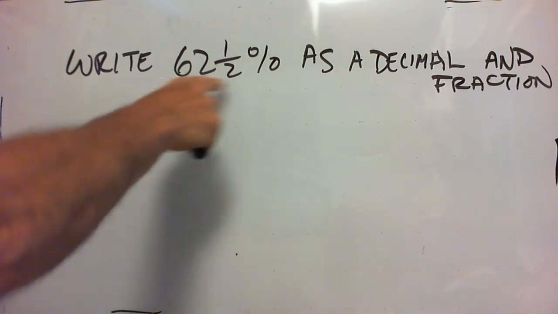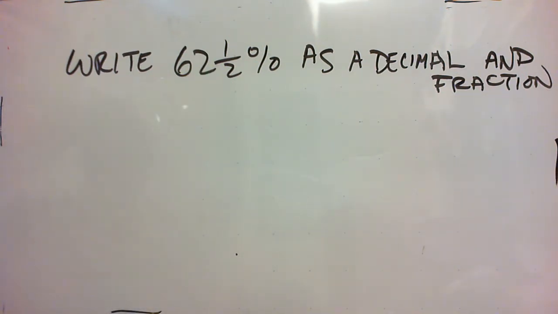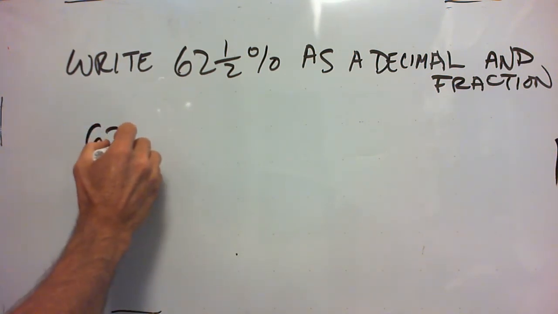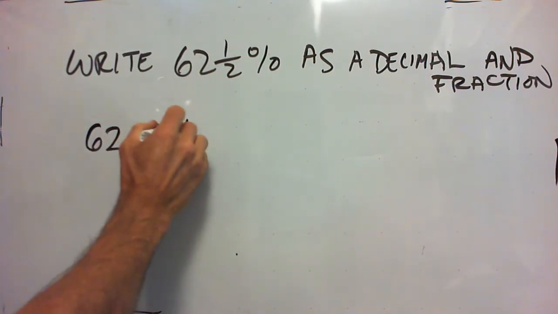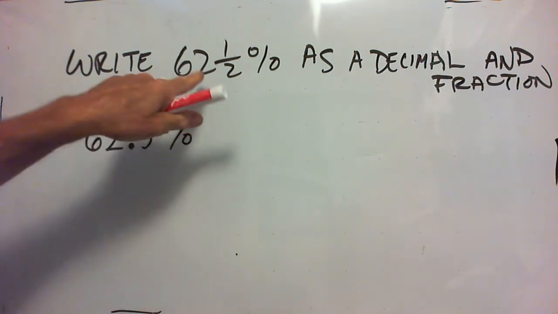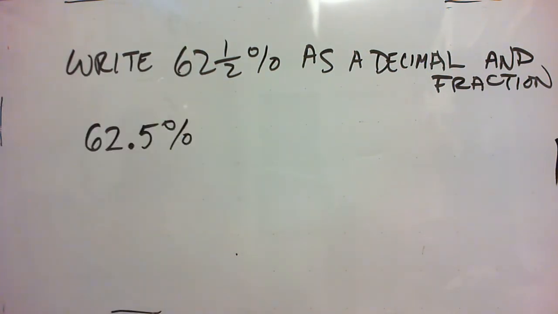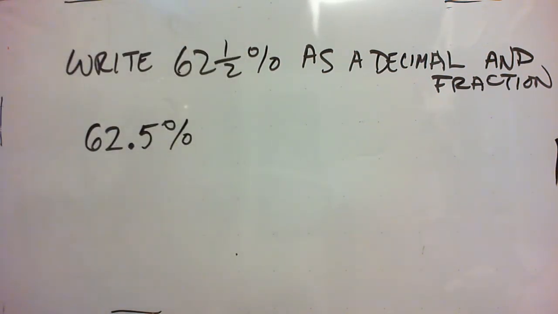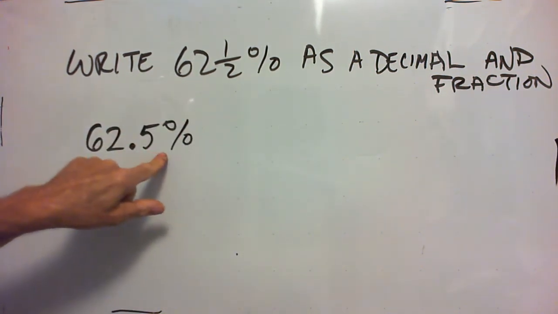Okay, next problem, write 62.5% as a decimal and a fraction. Now the first thing you want to do is change that mixed number there into 62.5 because 1/2 is 0.5. So that's 62.5%. Actually, mixed number percents are never used in real life. But in textbooks they're shown, so I just had a problem or two demonstrating what you do with them. But you always want to turn those goofy mixed number percents into decimal percents.